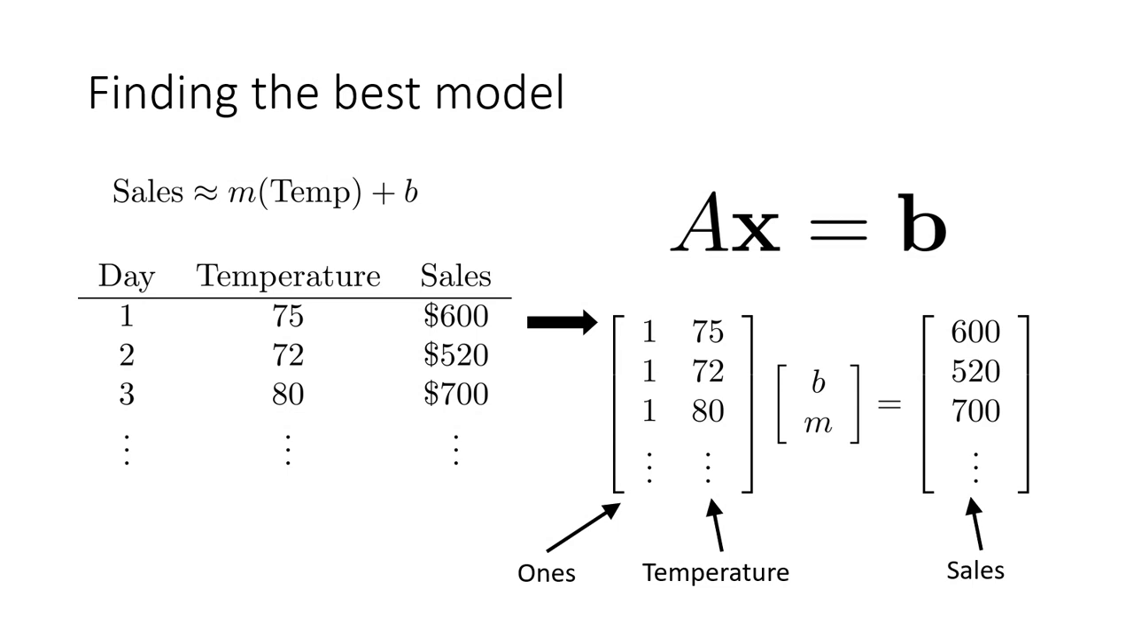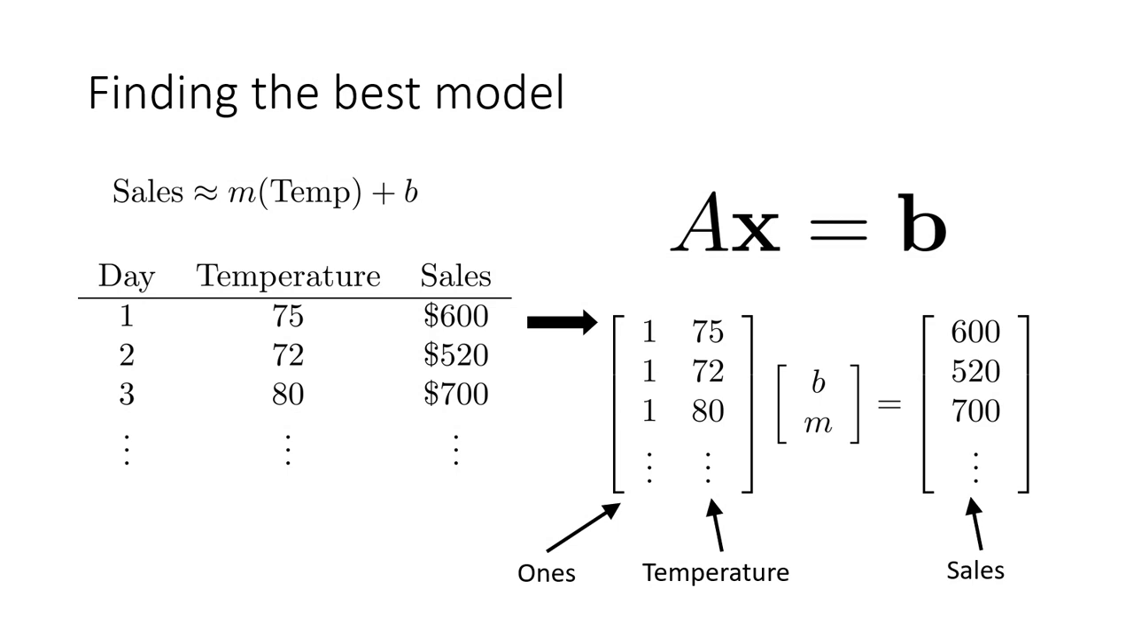So we could set up a bunch of equations of the form b plus m times the temperature equals the sales, and we can write that in matrix form if you make a matrix which has a column of ones that correspond to the intercept and a column of temperatures, that's the second column, and multiply that by a vector of unknowns, our intercept b and our slope m. And then if we set that equal to the sales on each day, we would have a representation for all of those equations to try to get our predictions to match the observed data.